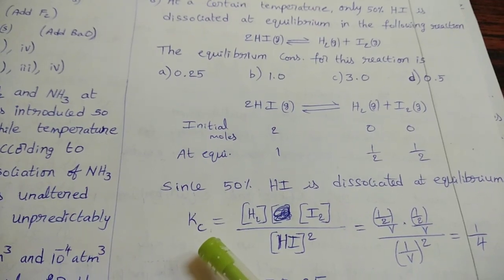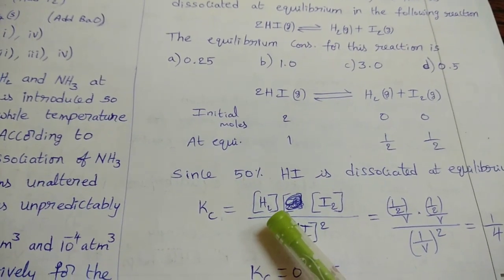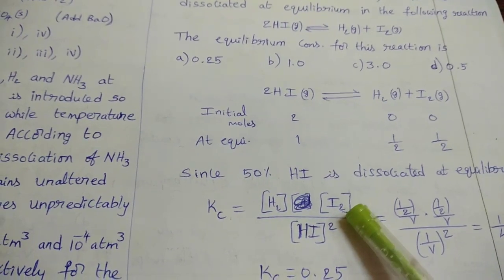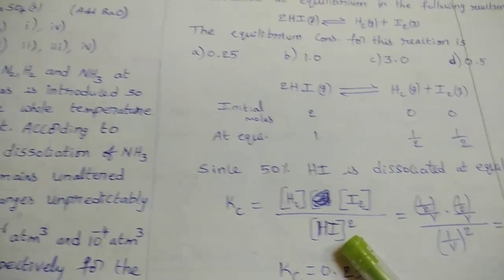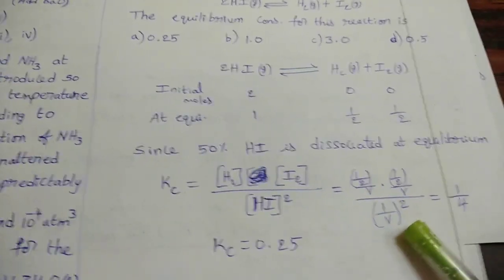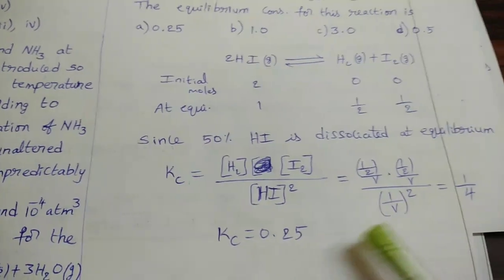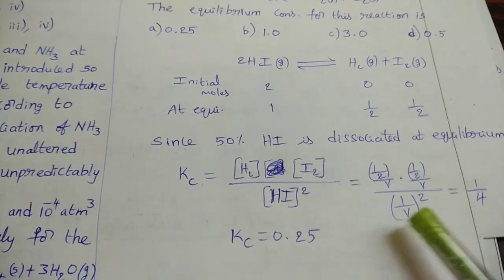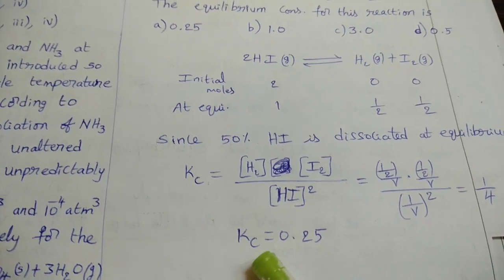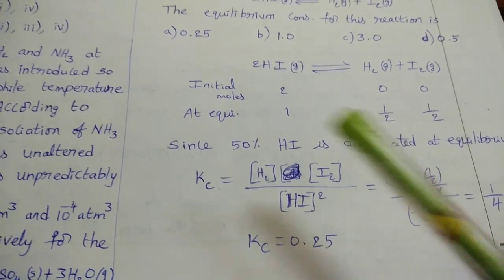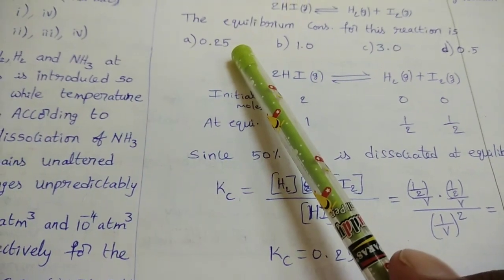So equilibrium constant Kc equals concentration of hydrogen into concentration of I2 divided by concentration of HI whole square. So substitute these numbers of moles. The volume of the container, let it be V liters. Then after doing the calculation we get the Kc value, that is 0.25. What is the option? Option A is the answer. Okay. Next, see the next one.